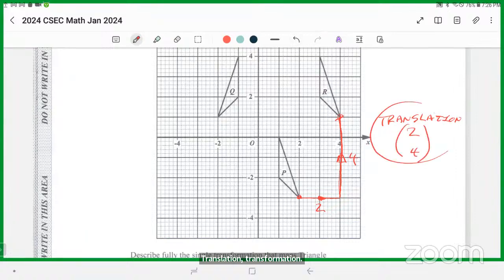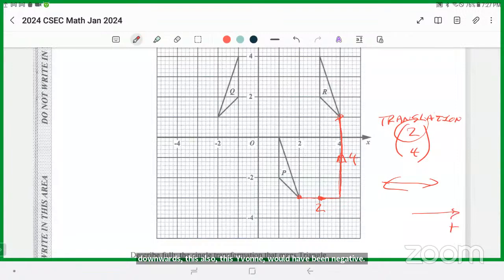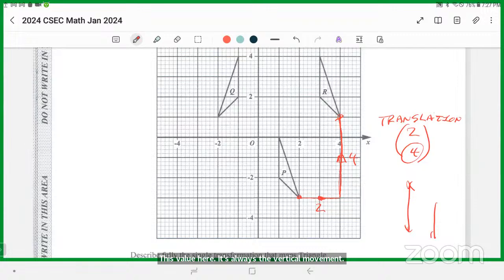You can actually see this out. 2 units to the right, 4 units upwards. Remember, if there were a case where the thing went to the left, this would have been negative. The case where the thing went downwards, this y value would have been negative. So the first value here is a horizontal movement. Remember, this way is positive and this way is negative. And then this value here is always the vertical movement. Down is negative and up is positive. But this time is up. That's why that is a positive.